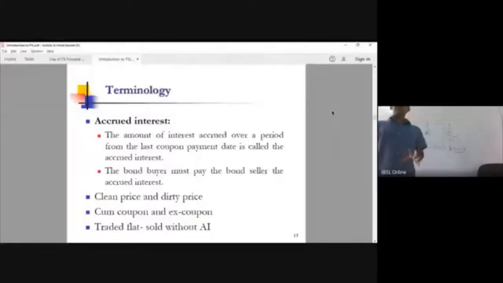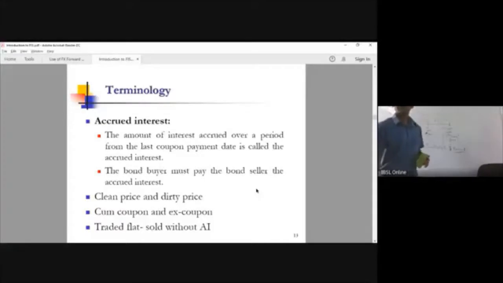So that's why the amount of interest accrued over a period from the last coupon payment date is called the accrued interest. In this example, from 15th December to 10th January, what is the interest accrued on that bond? When you do a transaction in the secondary market, the bond buyer pays that accrued interest amount to the seller on the settlement date. You don't wait until you receive the next coupon; you pay that on the settlement date.